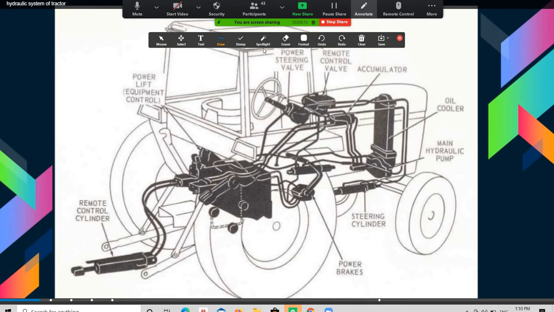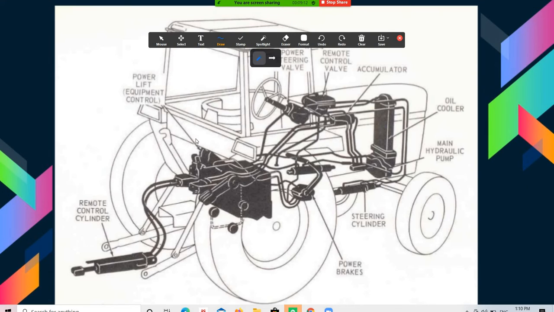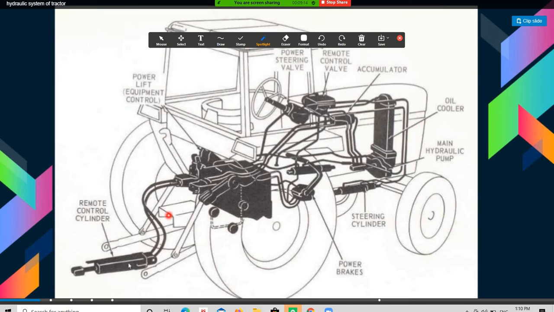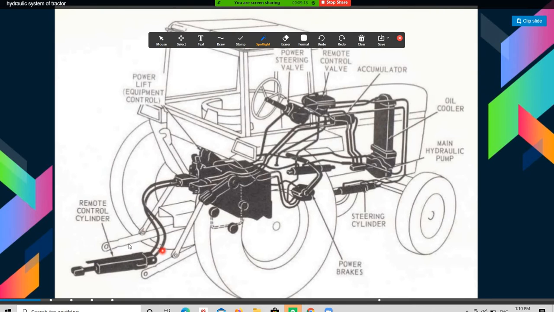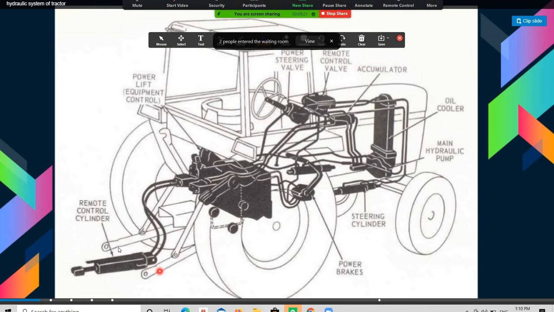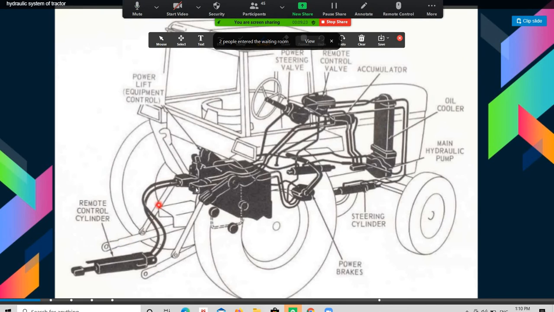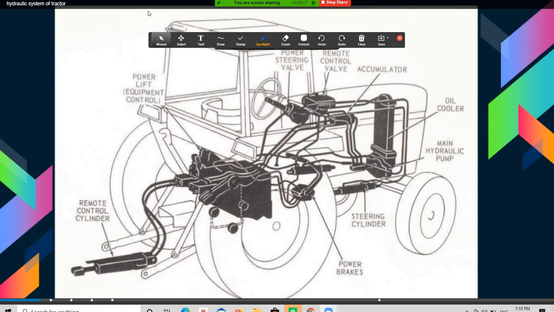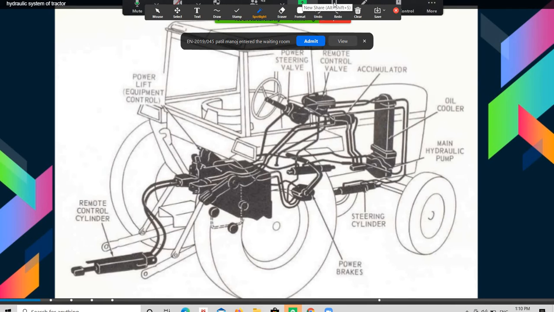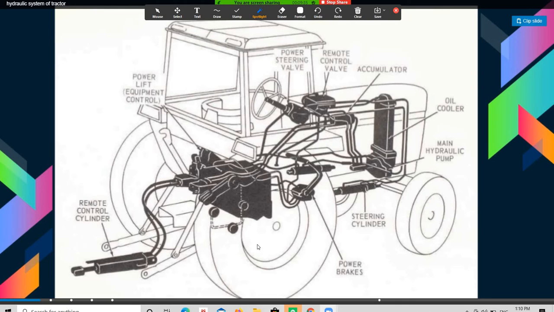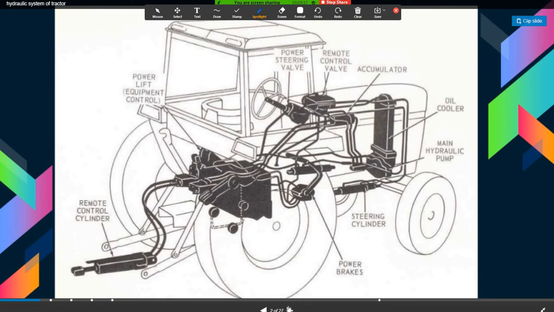It helps to use that 3-point link for raising and lowering our equipment. These are the lower links, you can see here, and one is the top link. With the help of these lower and top links, we can raise and lower the agricultural implements.